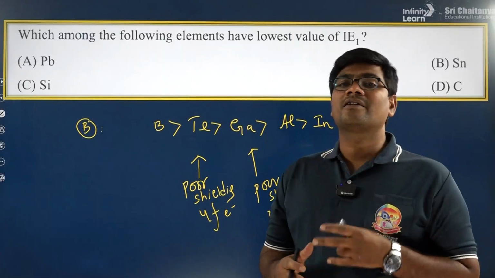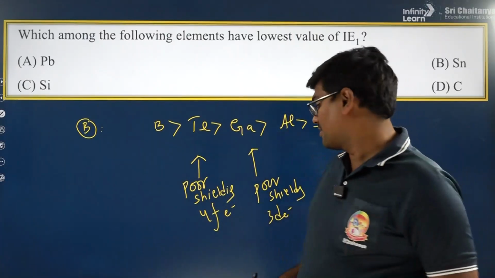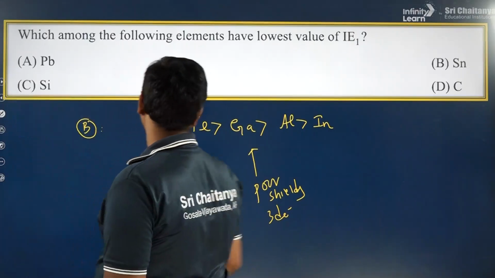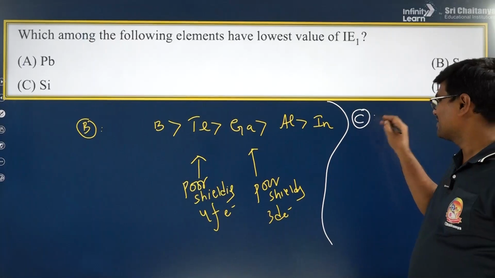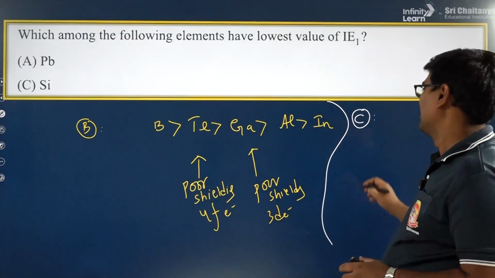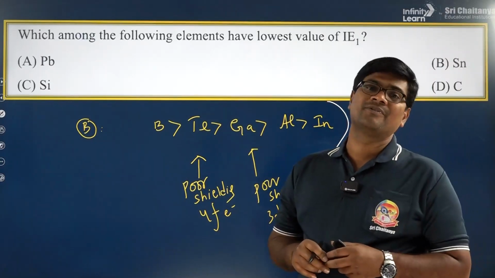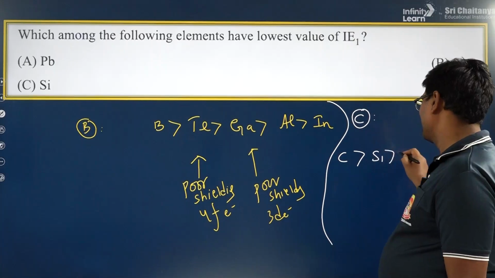Another irregular trend we observe for the carbon family also. In case of the carbon family, what is the trend we get? Here, carbon has the highest, obviously. So after that what will happen? What do we guess? After that we will get silicon, and then we will get germanium.